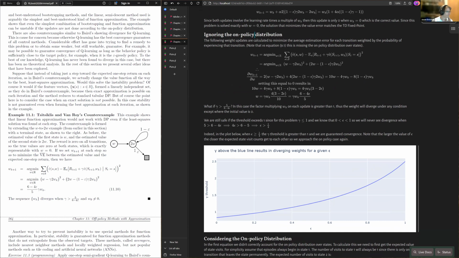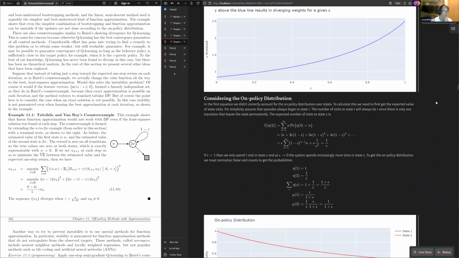The higher epsilon is, the higher the probability of going to the terminal state. Then the gamma for which this diverges is greater than 1. And since gamma is always less than 1, this will never diverge, and there's no problem.